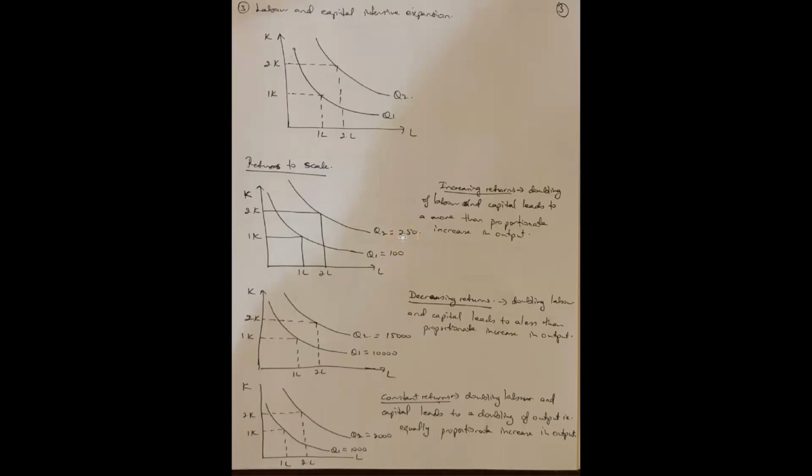It increased by a more than proportionate amount. So therefore, that would be increasing returns. Okay? Meaning that your output increased by a more than proportionate amount relative to the increase in your input. Now you're looking at decreasing returns.